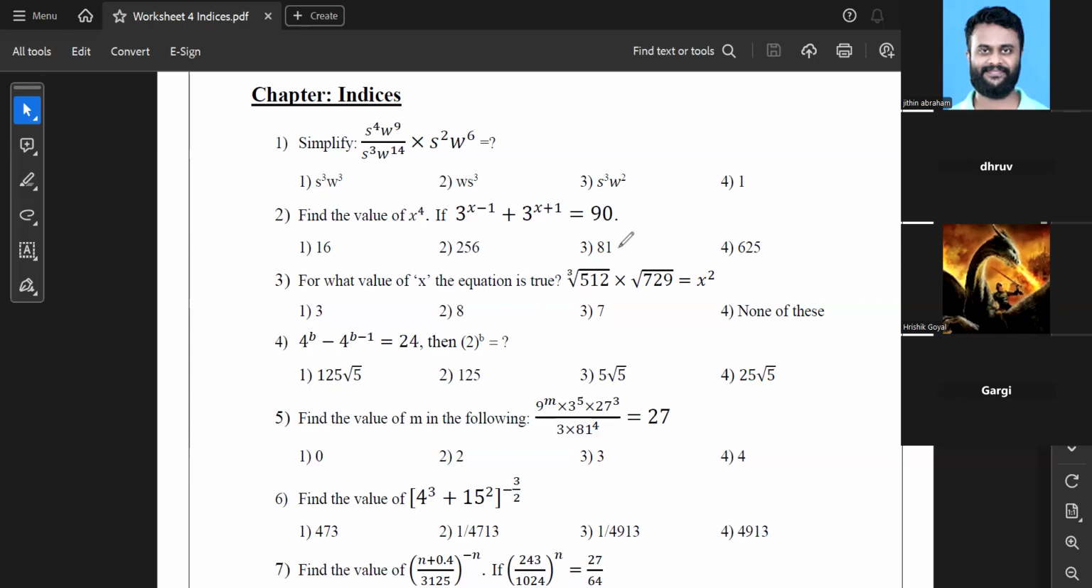I'll tell you. See, this is 3 raised to 4, correct? Which is equal to x raised to 4. So the value of x is 3, not 4. Okay? Then x is equal to 3. Okay, sir. Thank you.